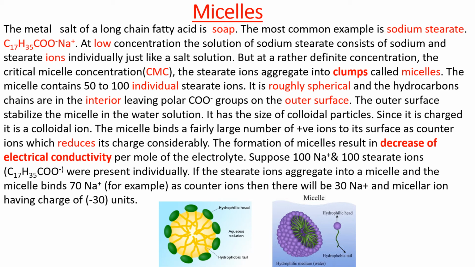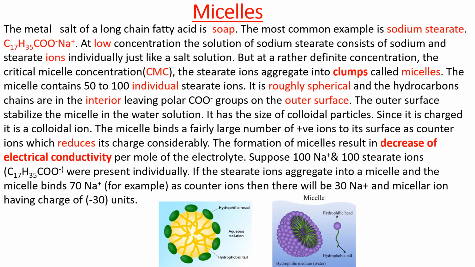The formation of micelle results in decrease of electrical conductivity per mole of the electrolyte. Suppose 100 Na+ and 100 stearate ions, that is C17H35COO- ions, were present individually. The total number of ions is 100 plus 100, 200. If the stearate ions aggregate into a micelle and the micelle binds 70 Na+ for example as counter ions, then there will be 30 Na+ ions and the micellar ion having charge minus 30.